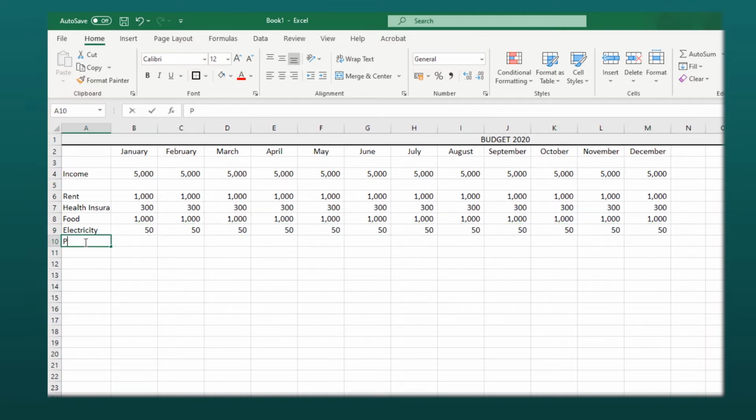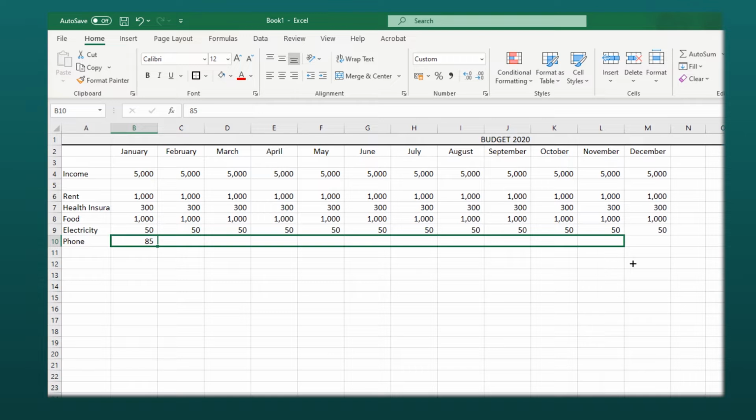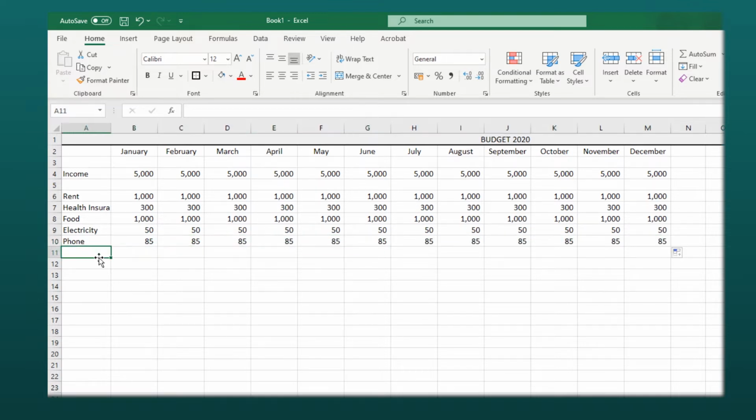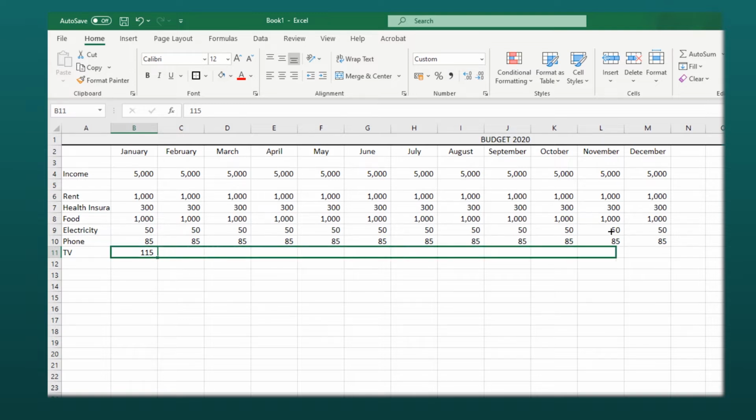Then we think about our phone that we use very often. So we have to pay 85 per month. Normally these are expenses that come each month. So you know you receive a bill, or you know that you have to pay. The TV, if you want to see your favorite series or shows. So here we put 115 per month.